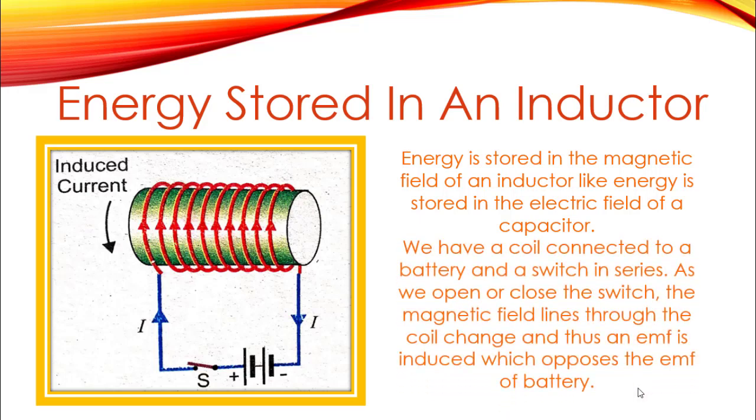Here we have a coil connected to a battery and a switch in series. As we open or close the switch, the magnetic field lines passing through the coil change, and thus an EMF is induced, which opposes the EMF of the battery. That's why it is even called back EMF.